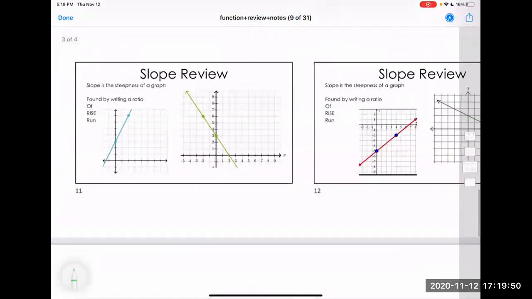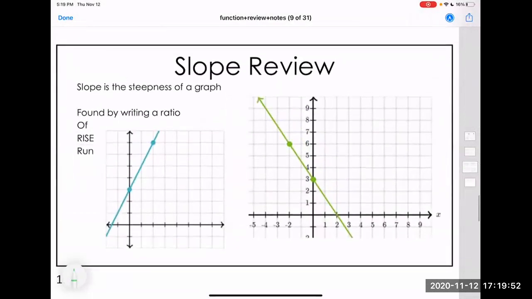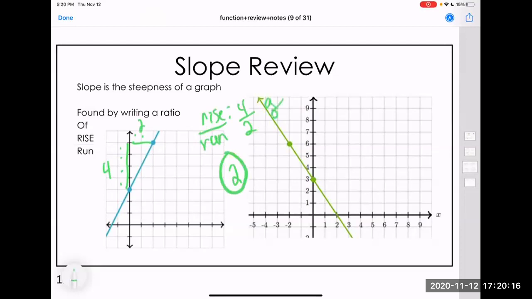Little slope review here for you. We find the slope by doing our rise over our run. So 1, 2, 3, 4, and then running 2. Our rise was 4 over our run, which was 2. 4 over 2 simplifies to 2. Looking at the next one, this is going to be a negative slope because it's going downhill. So my final answer should be negative. And it is. Our rise was -3 and our run was +2.